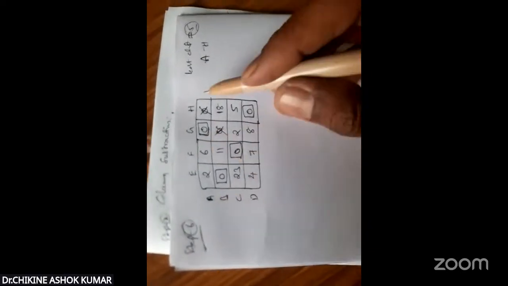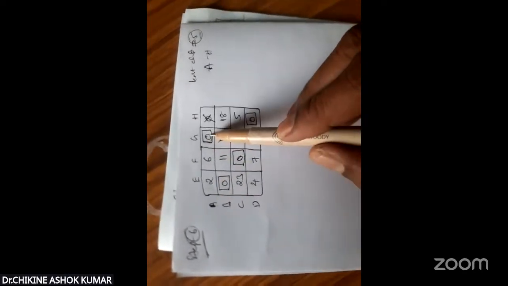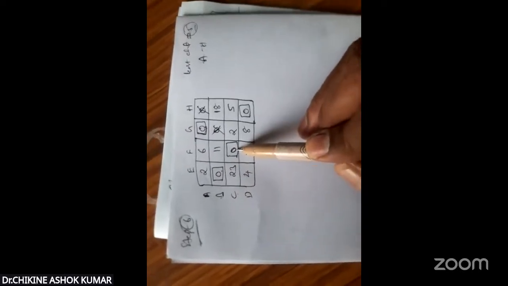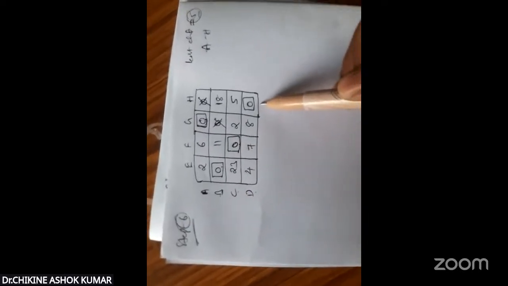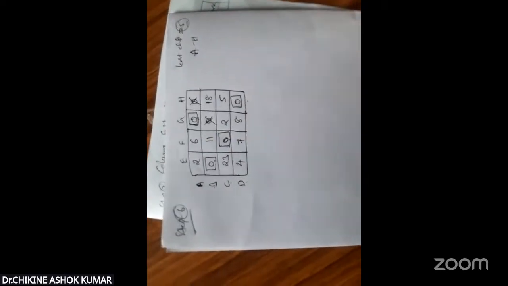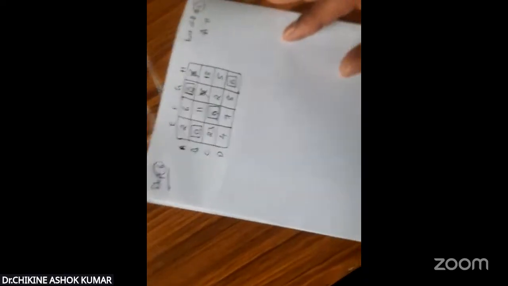In each row, is one assignment done or not? Yes, in the first row, the assignment is completed. Second row, the assignment is completed. Third row, yes, we have an assignment. In the fourth row, yes, the assignment is done. It means an assignment exists in each and every individual row. It means the optimal solution exists, or we got the final answer, the optimal solution is obtained.